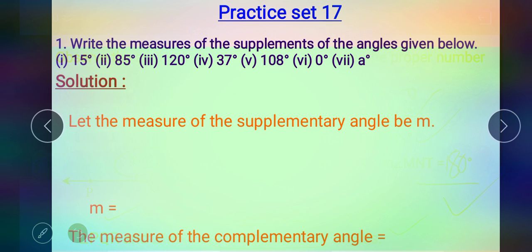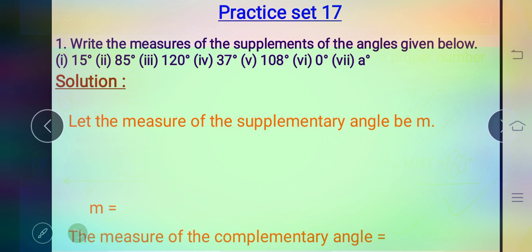Students, let's start with the sums. Write the measure of the supplements of the angles given below. We have to write the measure of the supplement. In the first question, we have a measure of 15 degrees. Now we have to find the measure of the supplementary angle.